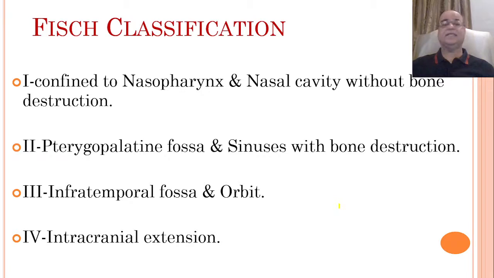So FISCH classification says that type 1 is when the tumor is confined to the nasopharynx and nasal cavity without any bone destruction. Type 2 is when the tumor has gone laterally into the pterygopalatine fossa and involves other sinuses, and of course it can happen only when there is bone destruction. Type 3 is when the tumor has more extensively gone laterally into the infratemporal fossa, and even above it can go into the orbit. And type 4 is of course when the tumor has intracranial extension after eroding the skull base.